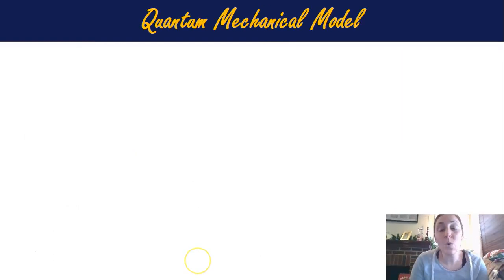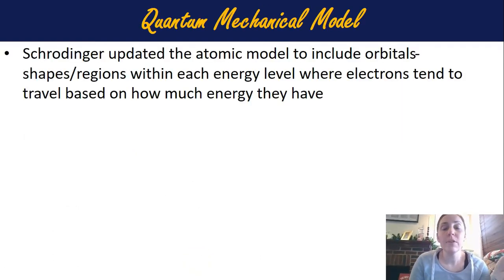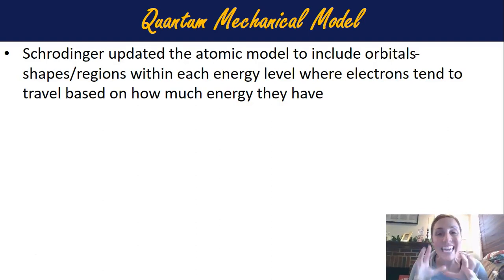Within this quantum mechanical model, it was updated by Schrodinger. He said that within each of those energy levels, there are these things called orbitals. Orbitals are shapes or regions within each energy level where the electrons tend to travel based on how much energy they have.